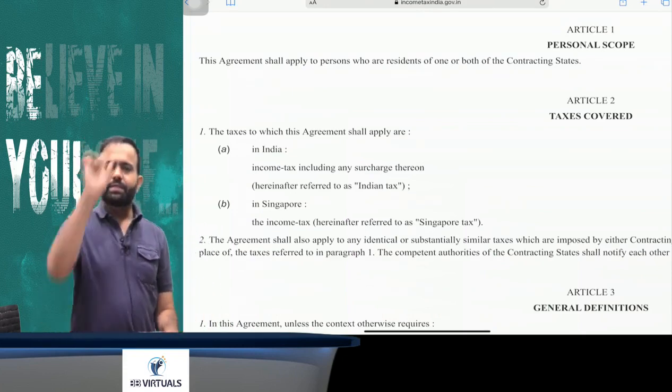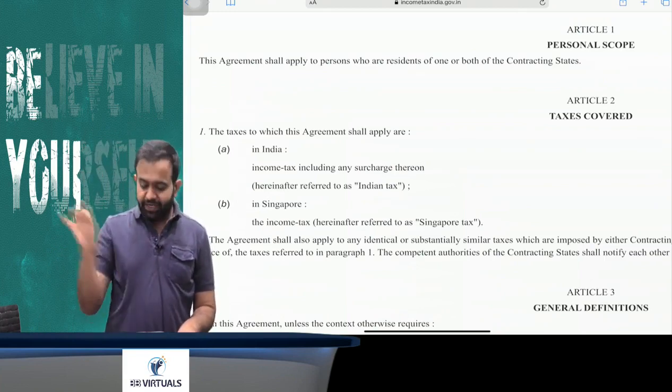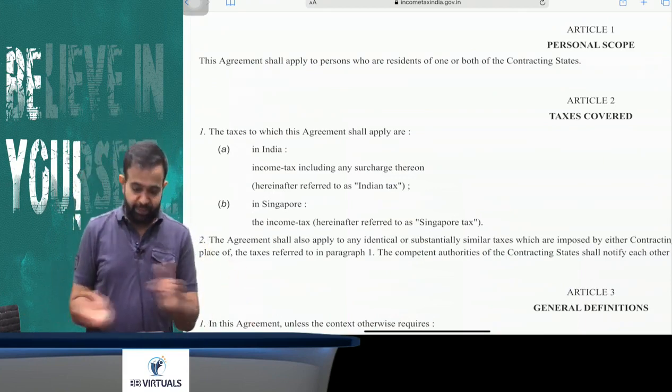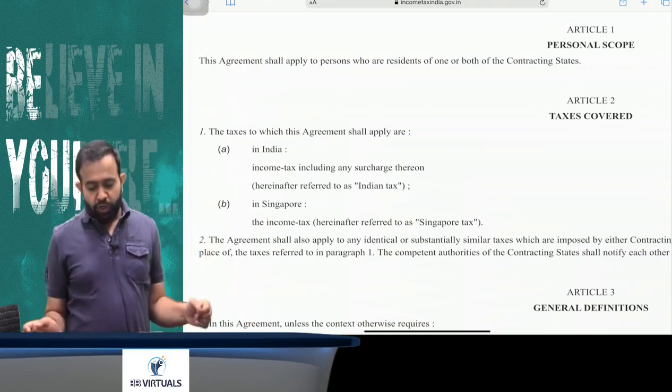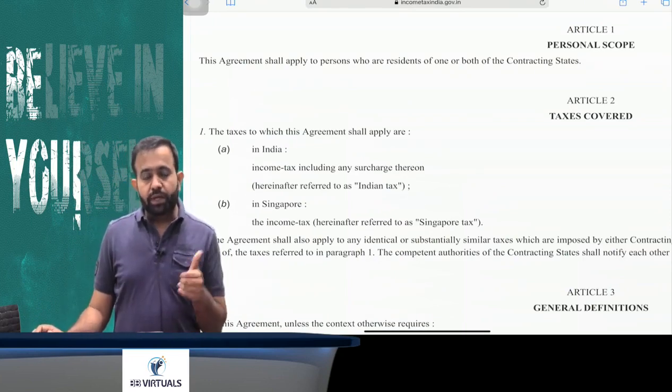Suppose, for example, this is a section. Article number 1 is section 1. Article number 2 is section 2. Article number 3 is section 3. So this is called an article in every agreement. So the first article is always the personal scope. That is called personal scope.